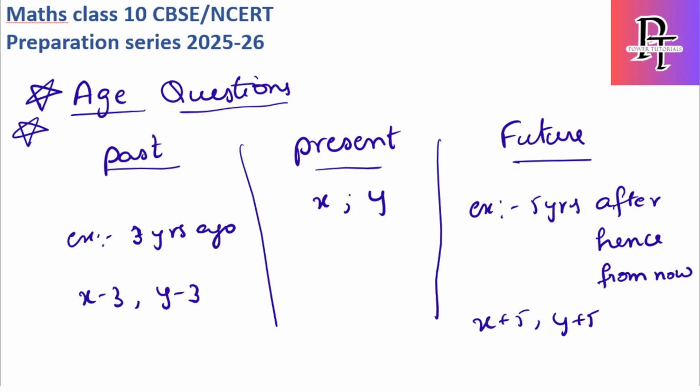Always remember we have three things: present, past, and future. If they say ago, or past, like 5 years ago, then you have to simply use minus. For future, simply use plus. Okay, now let's solve the questions.